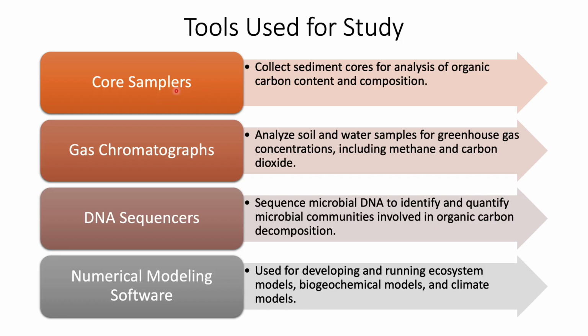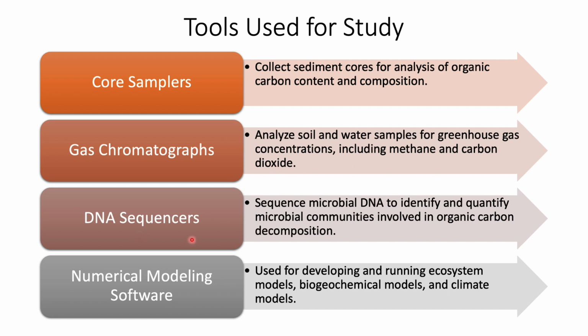So the first one is people can use core samplers. Here the scientists collect sediment cores for analysis of organic carbon content and composition. We can also use gas chromatographs. Here we analyze soil and water samples for greenhouse gas concentrations, including methane and carbon dioxide.